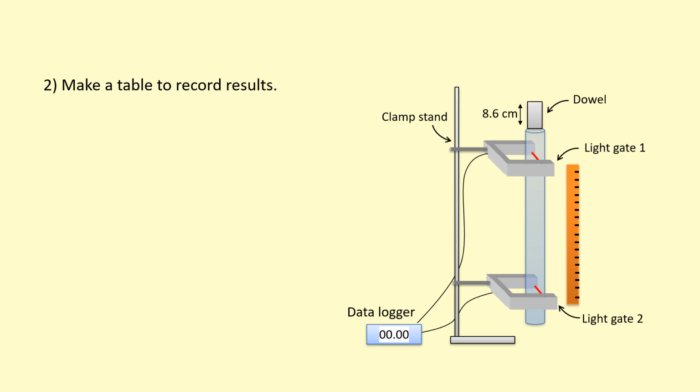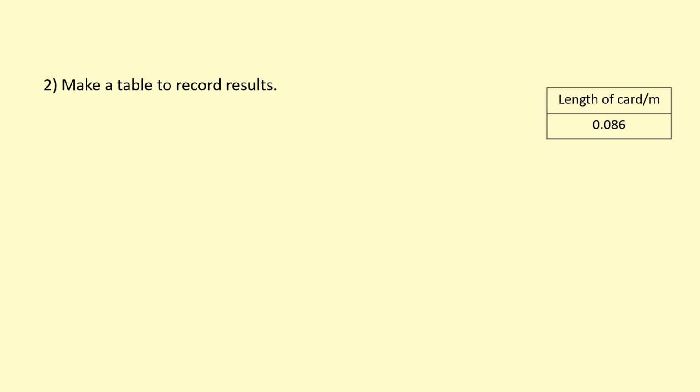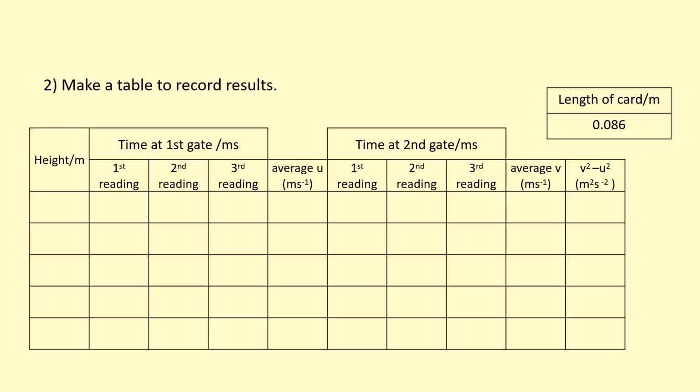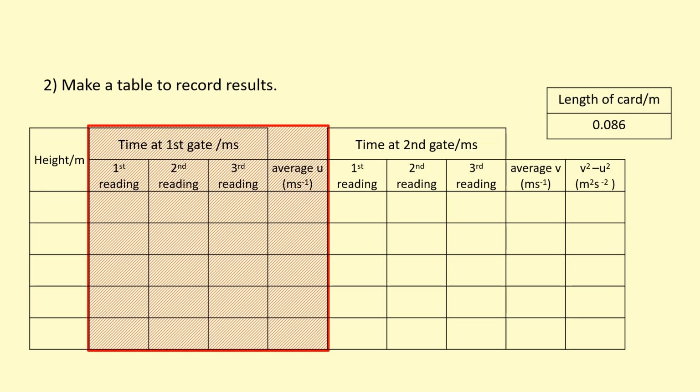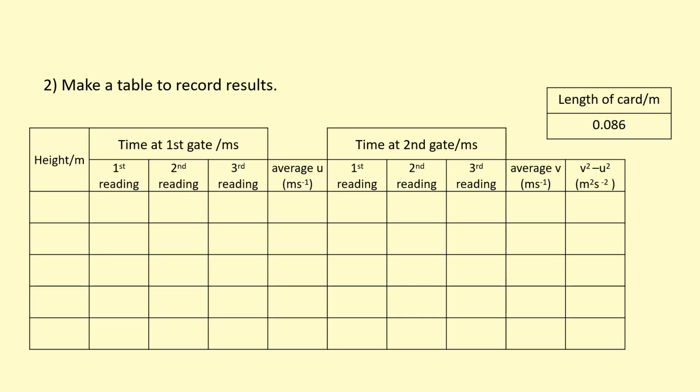So in my example, I actually use the card which is 8.6 centimeters in length. So make sure you write that down because you'll be using that length of the card along with the time it takes through the light gates to find the initial speeds and the final speeds. Here's an example of a table that you can use. Now remember, if you are setting the initial velocity equal to 0, you won't need these columns. Okay, so you're just worrying about the final velocity, and that's a much simpler method. But if you are taking the initial velocity as well, then you need this whole set of data.